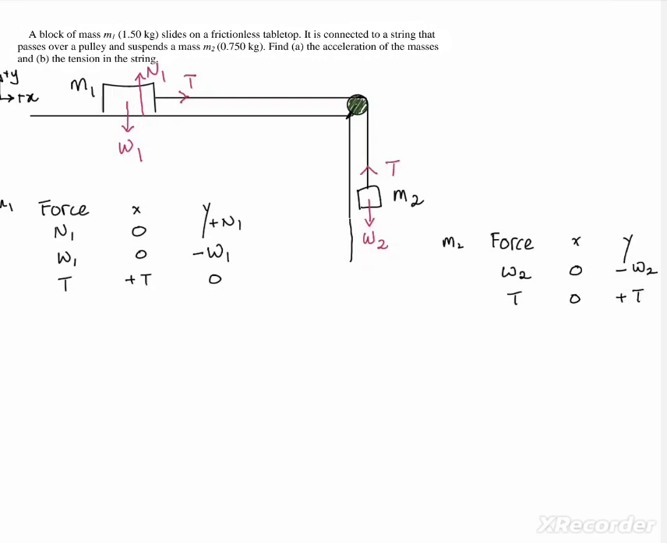So what we can do here is look at each block and assign its own X and Y directions. So M1 we drew it here, and for M2 we can draw positive X and positive Y. So let's look at first of all the acceleration. As you can see, this entire system is moving downward. So M2 will be going down and M1 will be going to the right. So acceleration for M1 is going to be to the right, and for M2 it's going to be downwards.